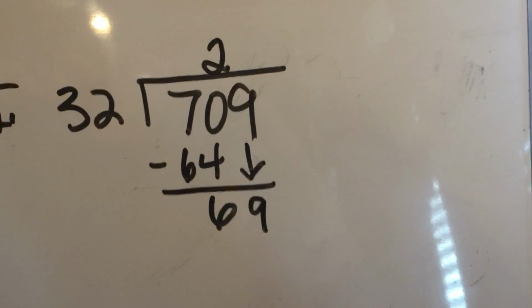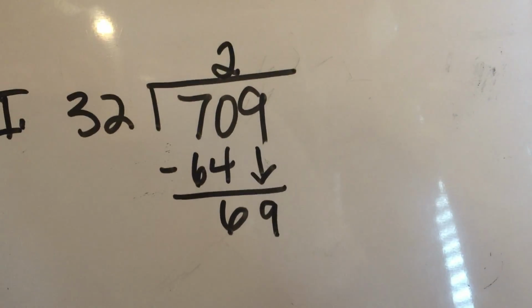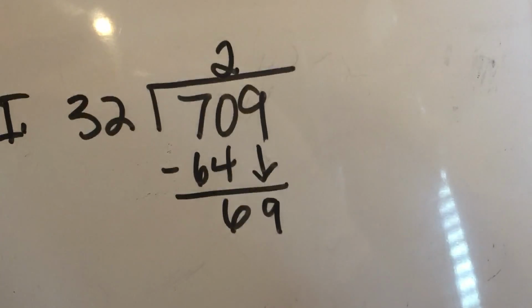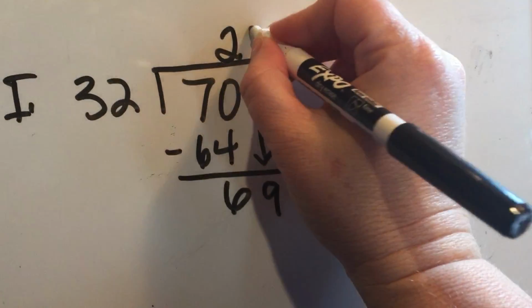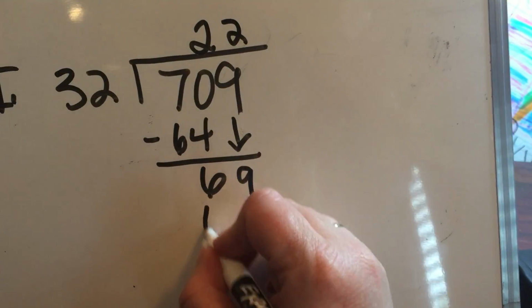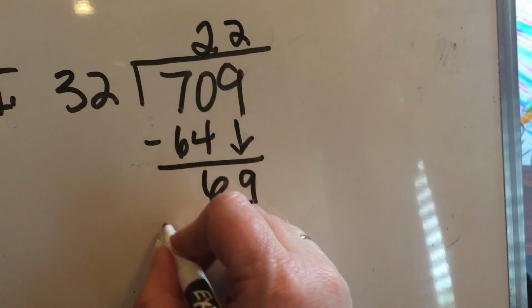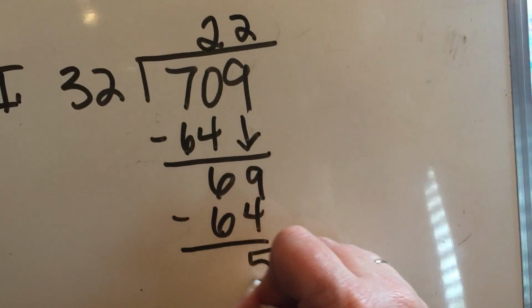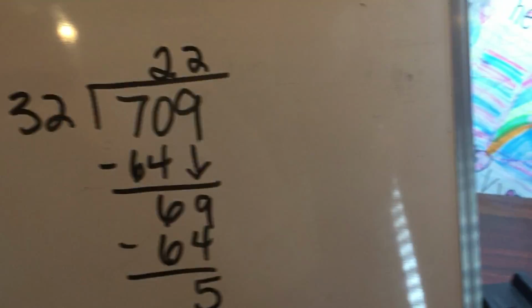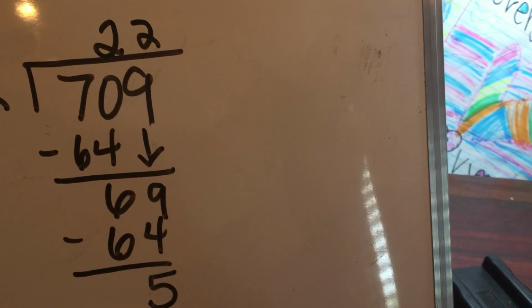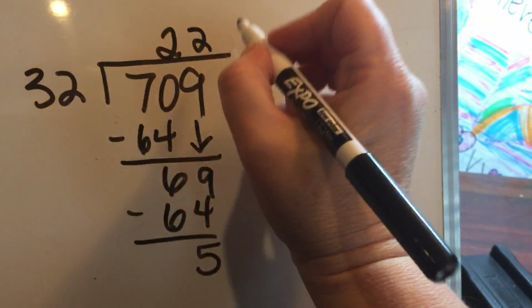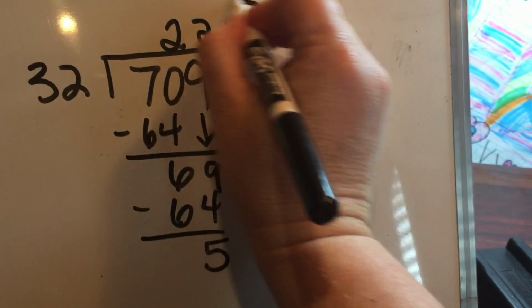Let's use the trick again. 3 will go into 6 twice, so 32 will go into 69 twice. So 2 times 32 is 64. Subtract, and we have 5. So the answer to I is 22, remainder 5.